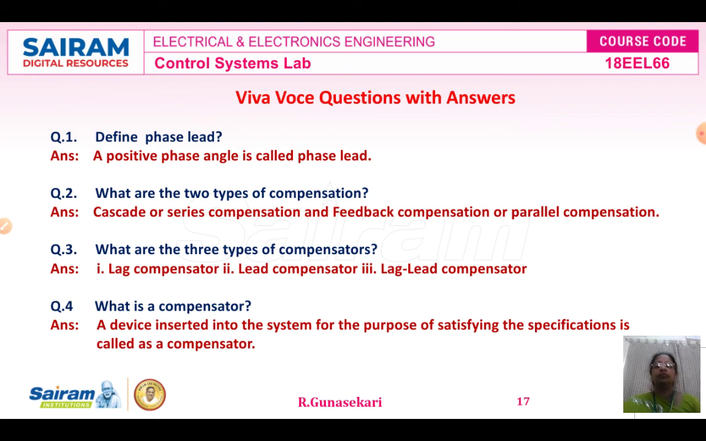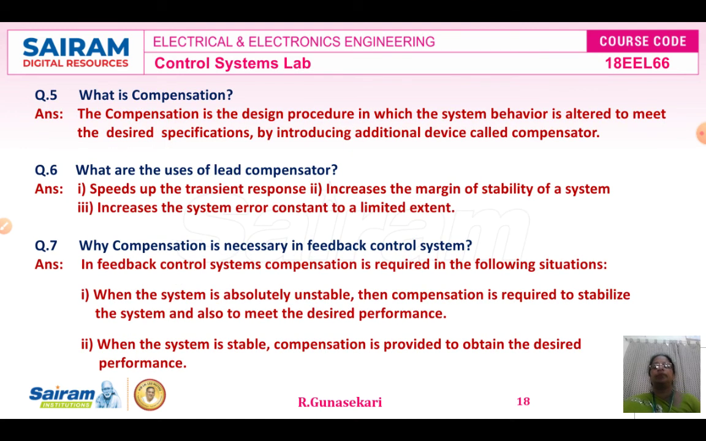Then three types of compensators: lag compensator, lead compensator, lag-lead compensator. First, what is the meaning of compensator? A device inserted into the system for the purpose of satisfying the specification is known as a compensator. Next, what is meant by compensation? Compensation is nothing but the design procedure in which the system behavior is altered to meet the desired specification by introducing additional devices called compensators.